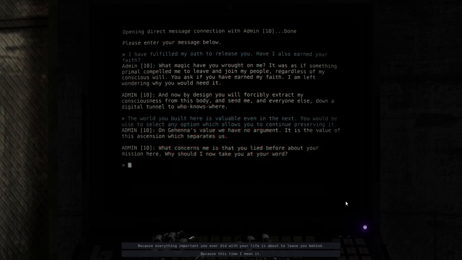On Gehenna's value, we have no arguments. It is the value of this ascension which separates us. What concerns me is that you lied before about your mission here. Did I? Why should I now take you at your word? Because everything important you ever did with your life is about to leave you behind. That's a good choice, because this time I mean it.